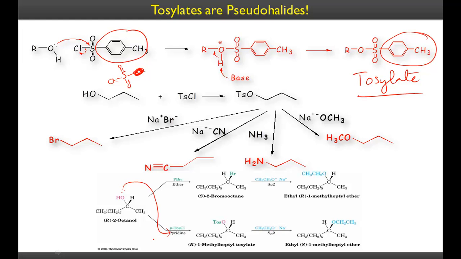So the sulfonyl chlorides are called pseudo-halides. They're not quite halides, but they can be called pseudo-halides because they are doing the same job as a halide. What is the job of a halide?